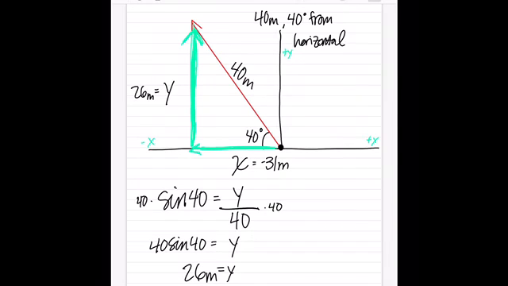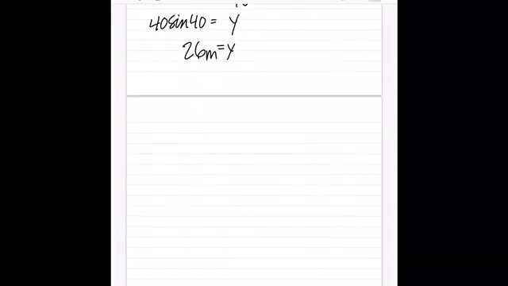Now we still need to say that we have direction. So I'm going to put a positive sign out there to give my direction, because it is the positive y value. Okay, let's try another one.